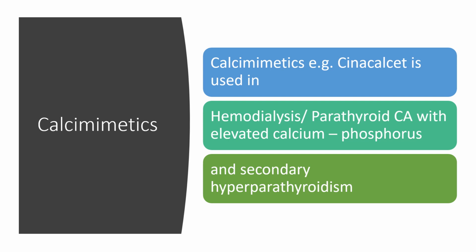Calcimimetics. Calcimimetics, for example, cinacalcet, is used in hemodialysis or parathyroid carcinoma with elevated calcium and phosphorus, and also used in secondary hyperparathyroidism.